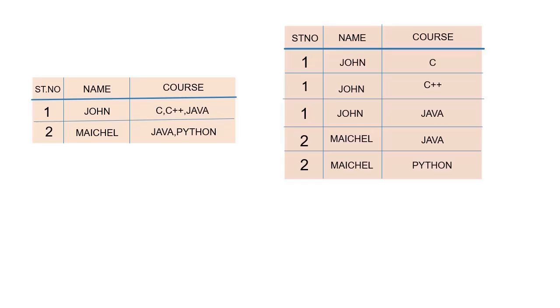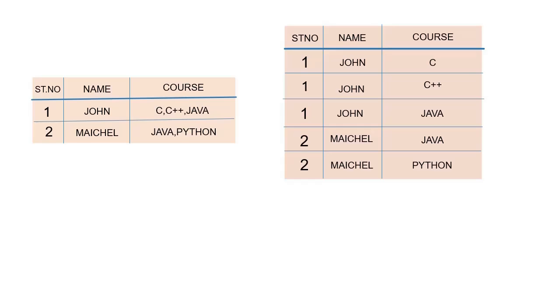Recalling the first rule of the first normal form, each column must have atomic values for each row, right? They must not have more than one value for each row under each attribute, right? So the first table does not satisfy the first normal form, as under the course attribute we have more than one value under each row.